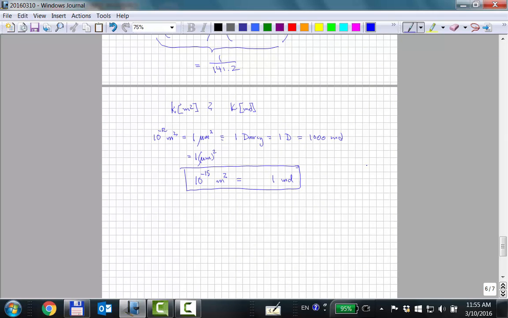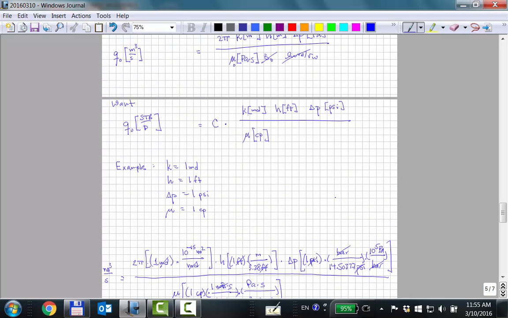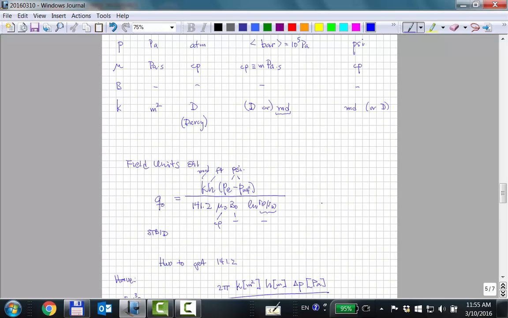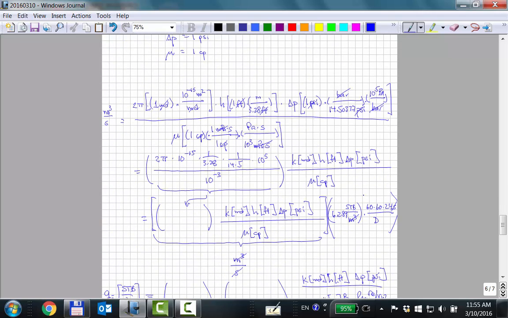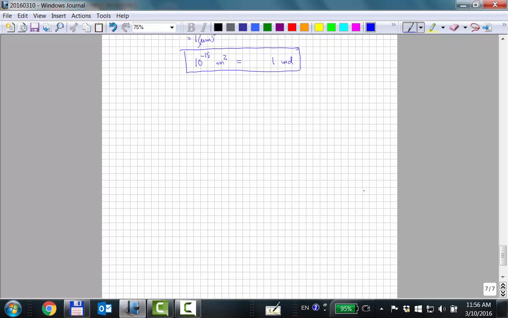By the way, this inverse of is doesn't really matter. Okay, any questions then? We've now come up with the very important oil rate equation for the simplest assumption of constant mu, constant B. We've done the units conversions.